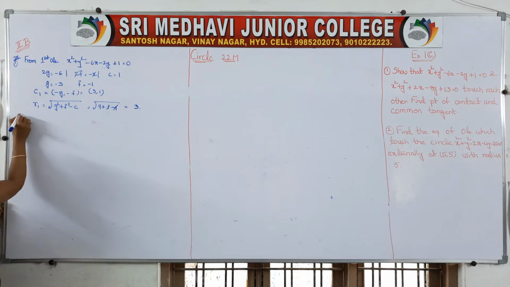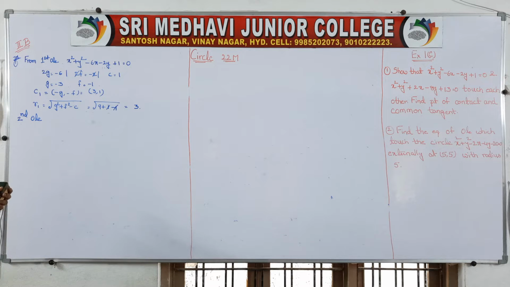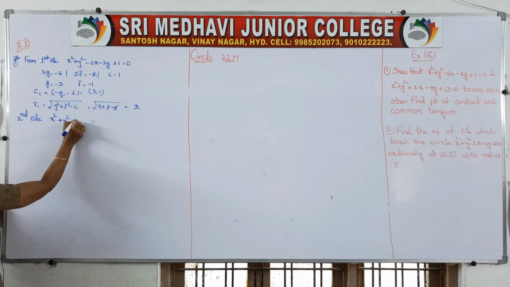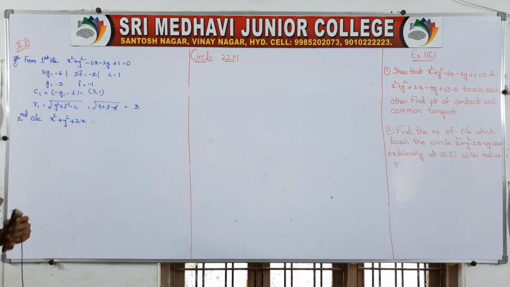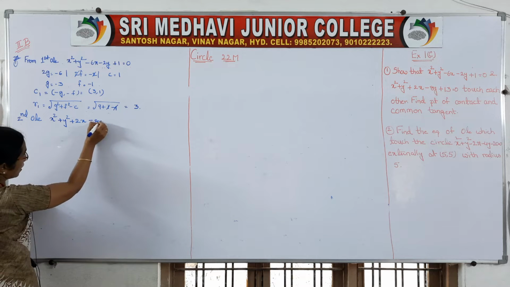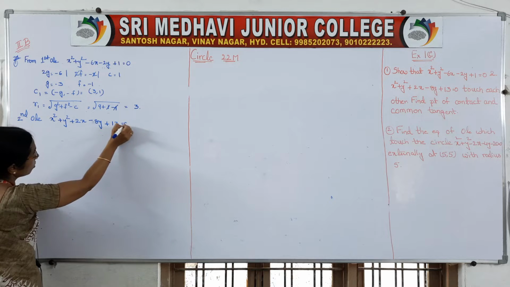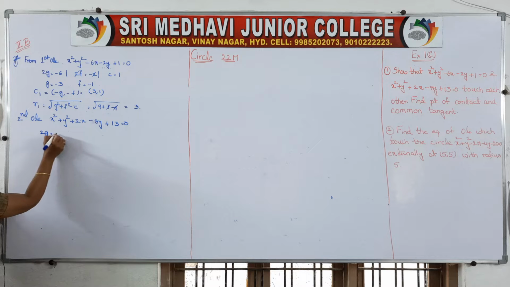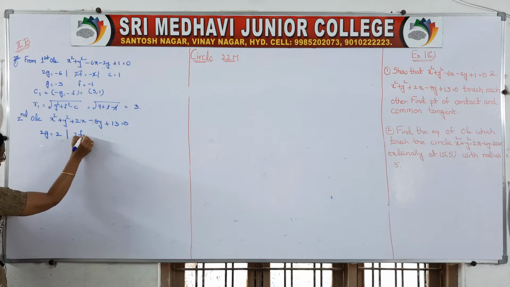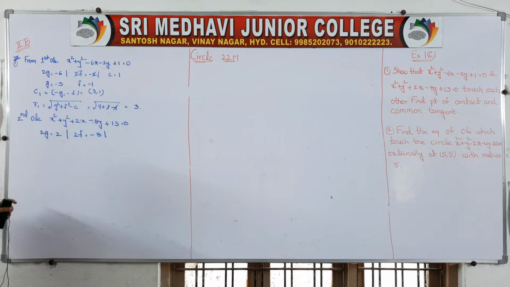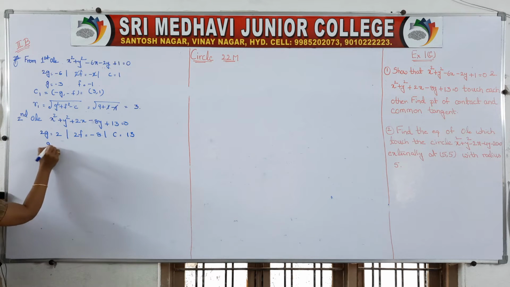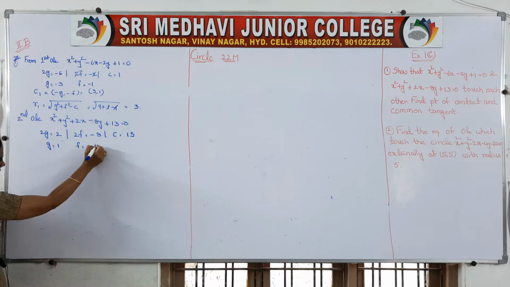Now take the second circle. What is your second circle? The second circle is x square plus y square plus 2x minus 8y plus 13 is equal to 0. So 2g is equal to 2, 2f is equal to minus 8 and c is equal to 13. So g is equal to 1, f is equal to minus 4.